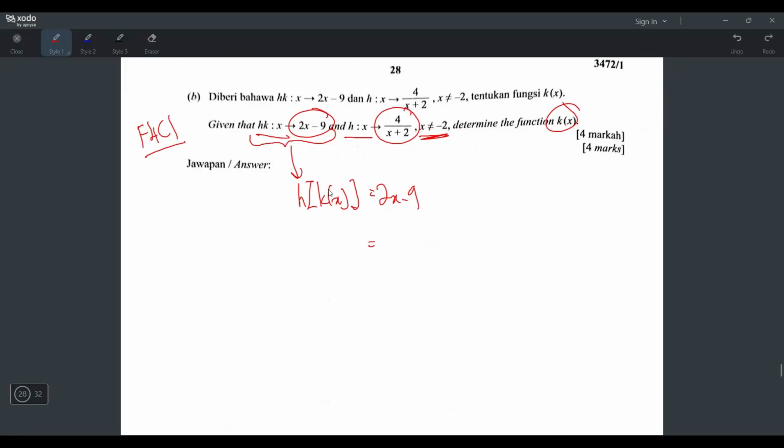So tell me now, k(x), is it given or don't have? Don't have, because k(x) is what you're trying to find here. So you dalam ada ke tak ada? Tak ada. So kalau dalam tak ada means kena let or tak payah let?